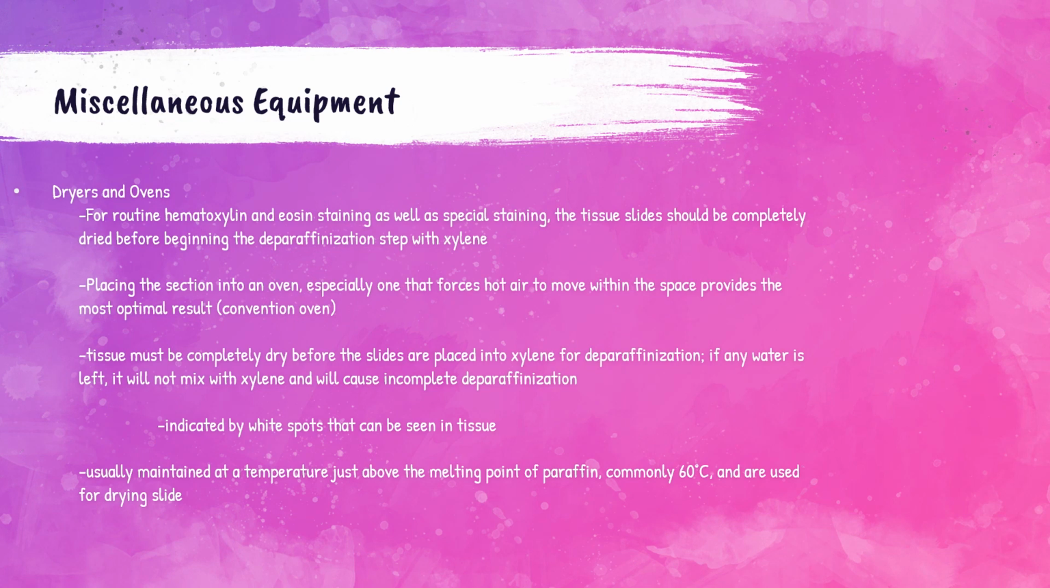After your tissue sections are mounted properly on the slide, it should then be dried in an oven or warming plate. The slides have to be completely dry before they are deparaffinized. If the paraffin is not completely removed, it will cause white spots to show up on the tissues. Dryers and ovens are usually maintained at a temperature that is just above the melting point of paraffin, so usually around 60 degrees Celsius.